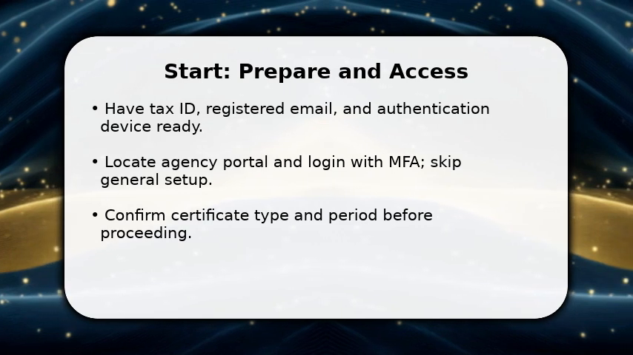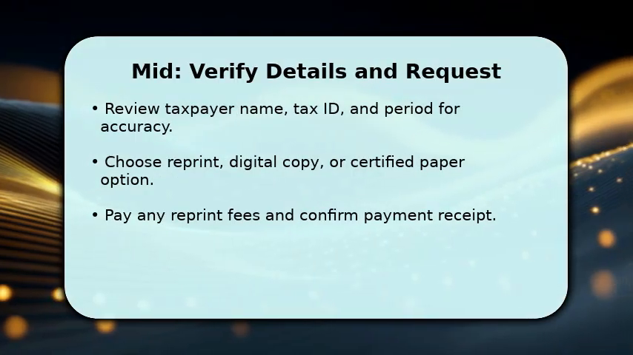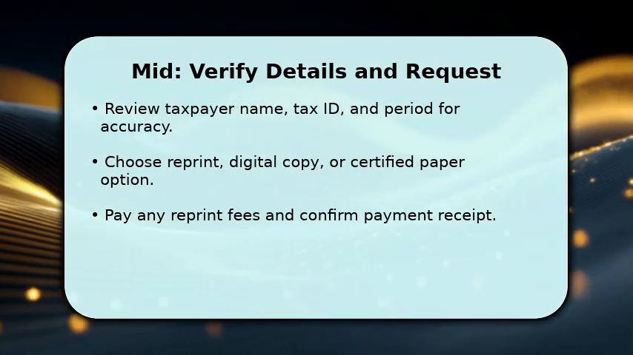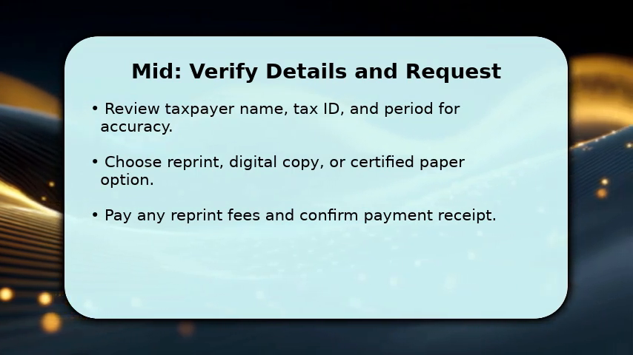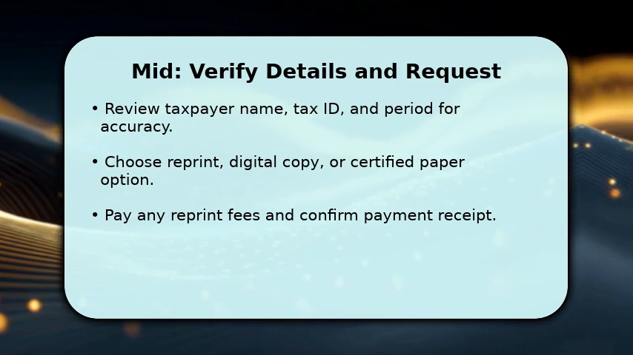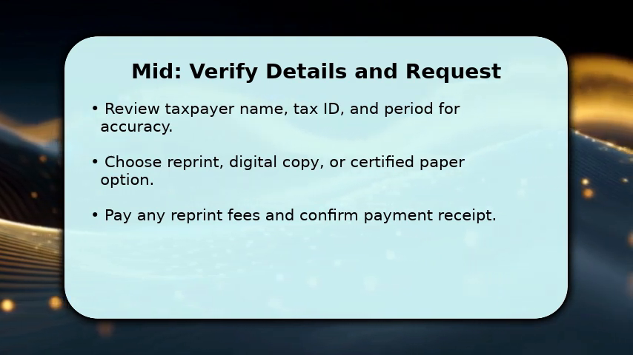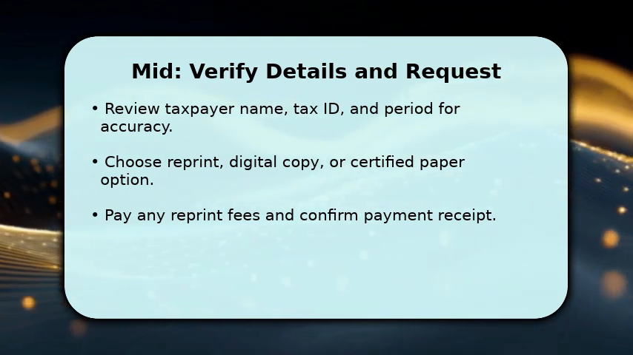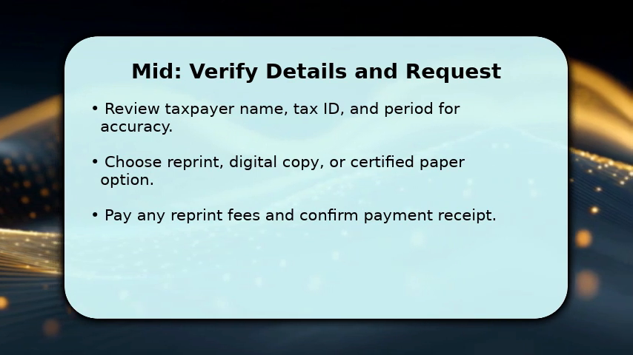Now verify every detail. Confirm the taxpayer name exactly as registered, the tax ID, and the certificate period. Small mismatches cause reprints to fail. Once verified, choose whether you want a digital PDF, an official certified paper copy, or both. Each option may have different processing times.